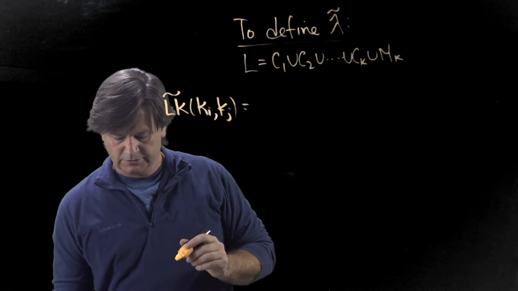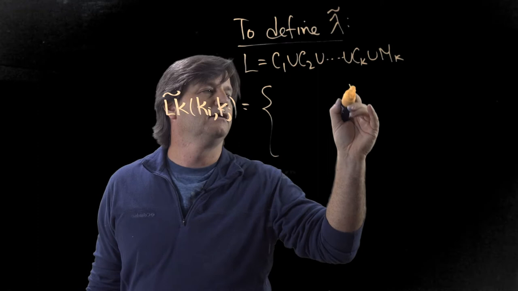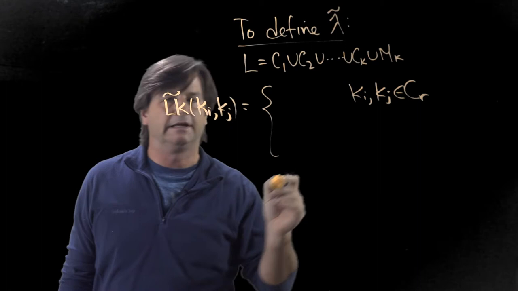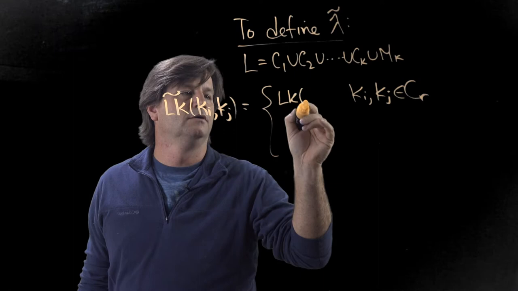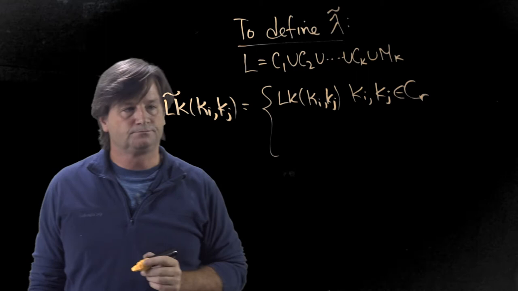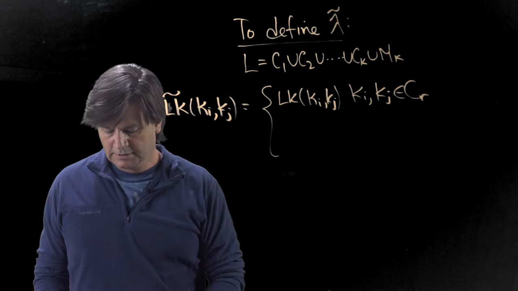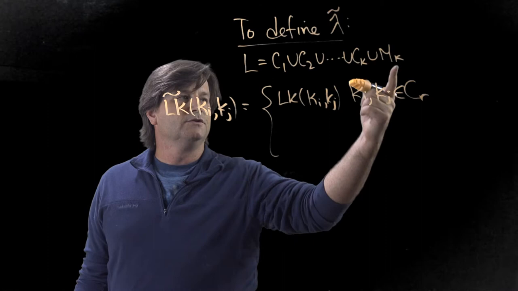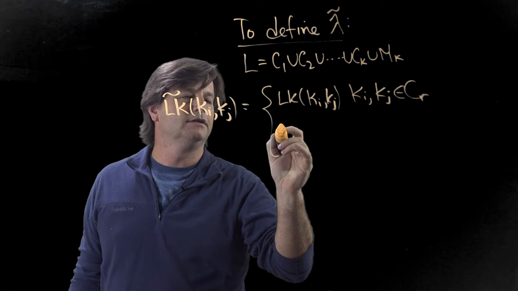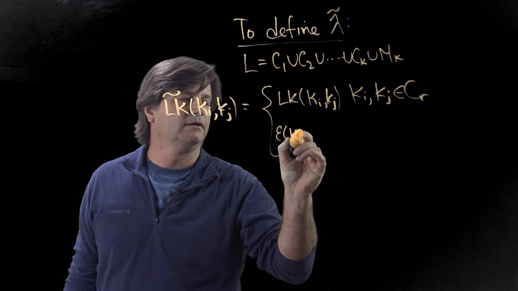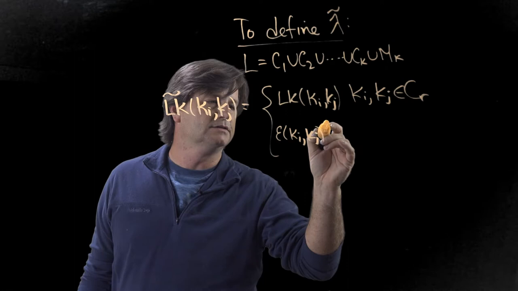If KI and KJ are in some core, and they have to be in the same core, then it's just the regular linking number. And so, for example, if you have a classical link, then the whole classical link is C1, and the modified linking number just becomes the linking number. And if it's not, if they're in different cores or in the mantle, or one's in the core and one's in the mantle, then it's going to be a number given by a positive or negative 1, and I'll explain what it is in a second, times the regular linking number.